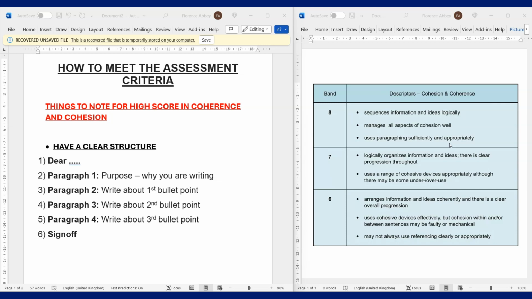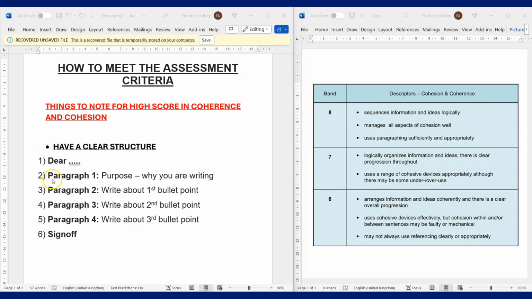All right, so what does this mean? How does this apply to us? And what will we do to make sure that we get a high score in coherence and cohesion? The first thing that you need to do is make sure that the structure you're going to use is clear, because we want to make sure that our ideas progress logically from one to another. We have to make sure that we have a very clear structure, and that is why we have been learning how to structure our essay using this 6-part structure.